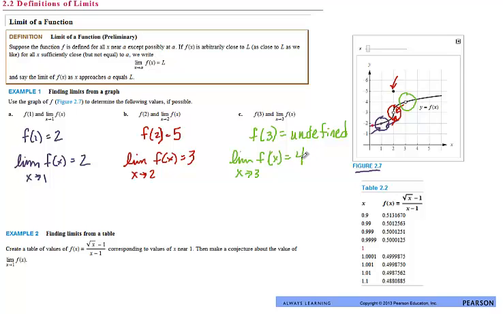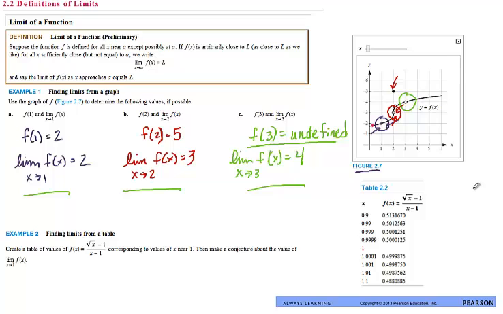So 3 unique cases. One where the function value equals the limit. Here we show that the limit doesn't have to equal the function value. And in the third case, the function value itself doesn't even have to exist in order for there to be a limit. Cool.